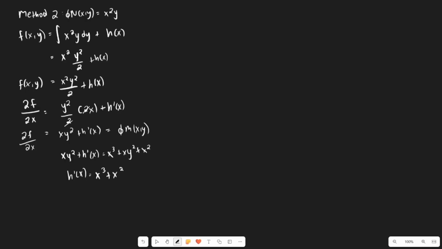Therefore, the next step is to find h of x. So we now have h prime of x, and in order to find h of x, we would need to integrate h prime of x, which is the integral of x cubed plus x squared dx. This is now equal to x raised to 4 over 4 plus x cubed over 3 plus c, using the power rule.